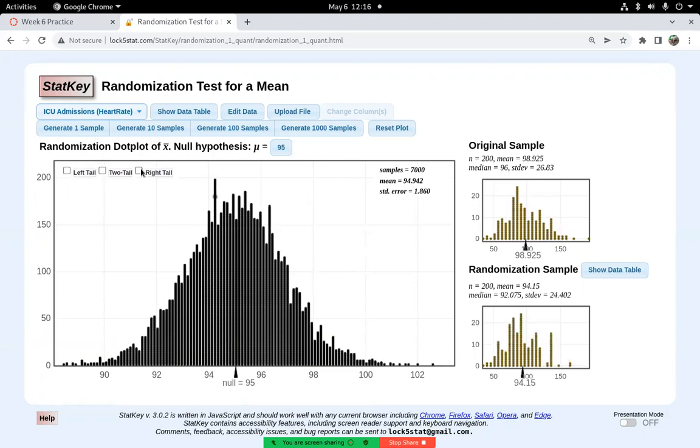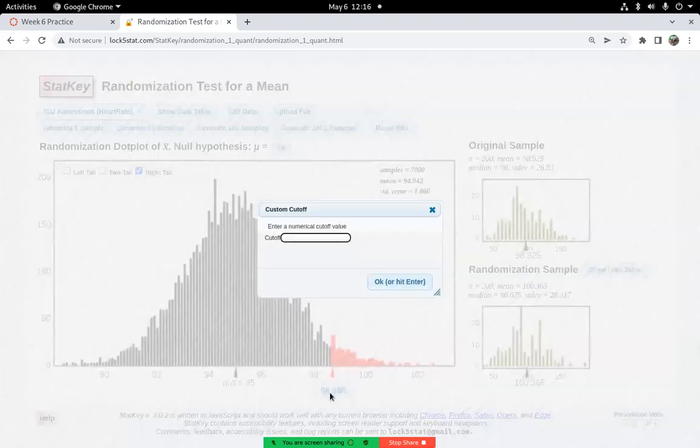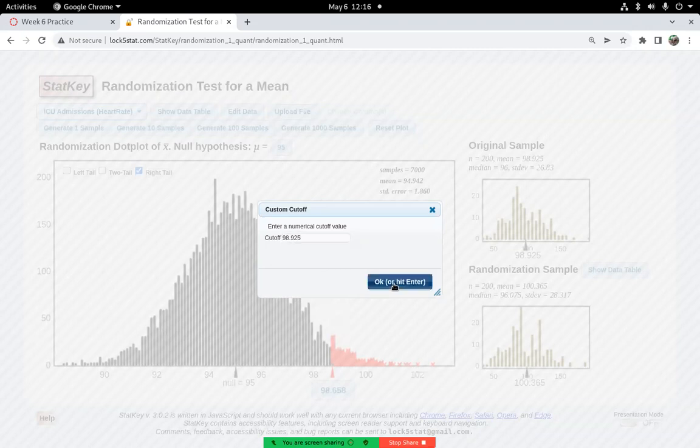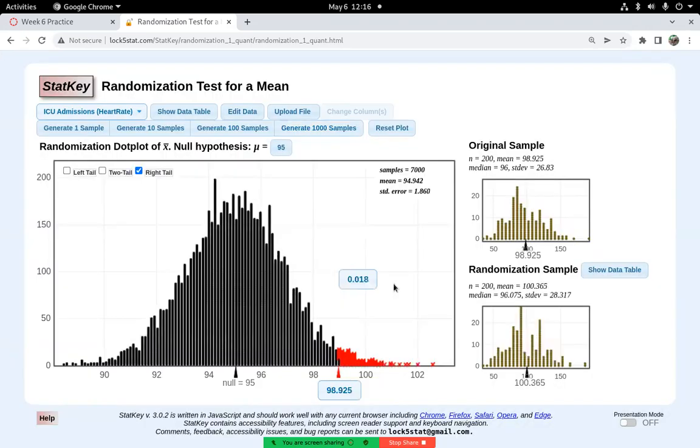And I'm going to do a right tail test again. And I'm going to replace the value down here with my 98.925 from the sample. StatKey says, hey, look at that, same. Now the graph looks a little bit different. It's a little more right skewed than my other one was, but it's still that same bell-shaped distribution. I got the same p-value.